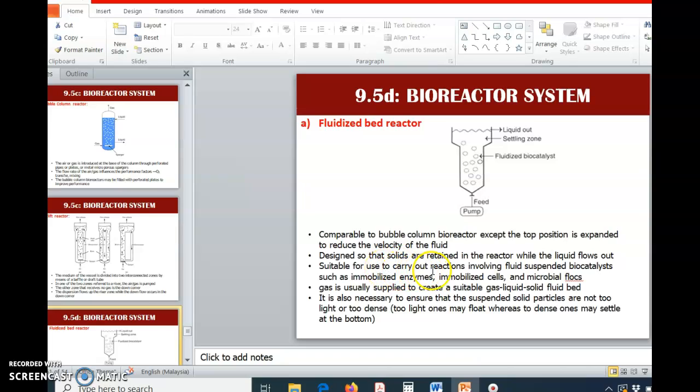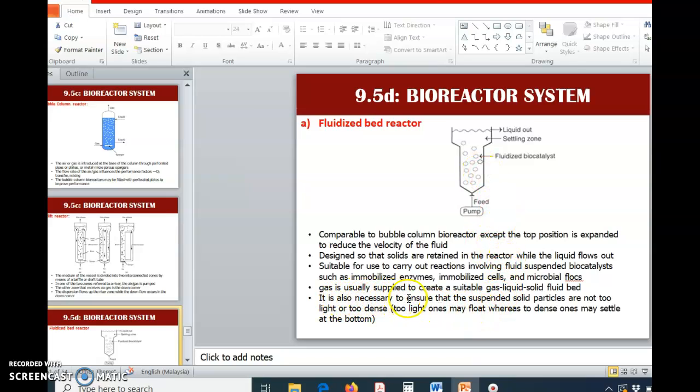Suitable to carry out reactions involving fluid suspended by catalyst. They are suspended in the liquid, but this one is solid. They are suspended, such as immobilized enzymes, immobilized cells, and microbial flocs. Gas is usually supplied to create a suitable gas, liquid, solid fluid bed. Sometimes we supply gas as well, so they have all three components: solid, fluid, and also gas.